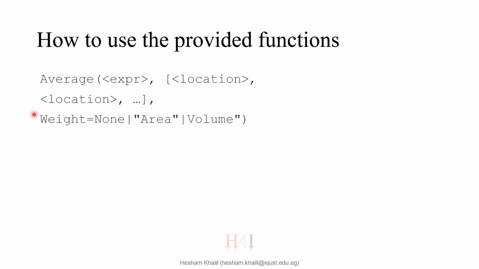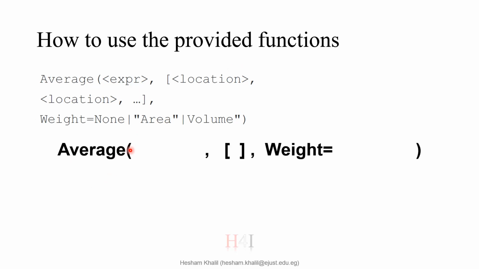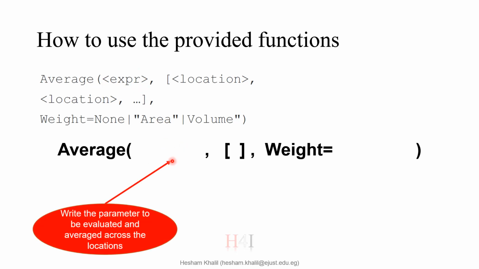So I will apply the same rules I just mentioned. I copied everything as it is, average, open the parentheses. Then the first thing here is expression. You write here the expression which will be averaged, what you want to be averaged. In the case in which you want to calculate the average temperature, you will write here T, which represents the temperature.